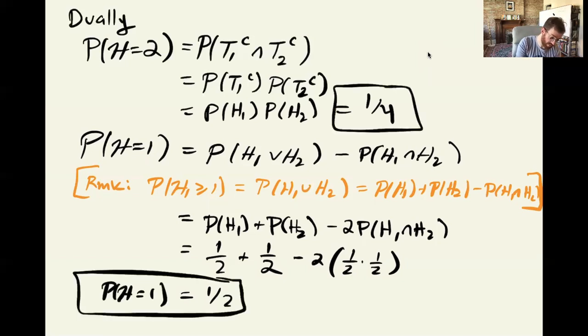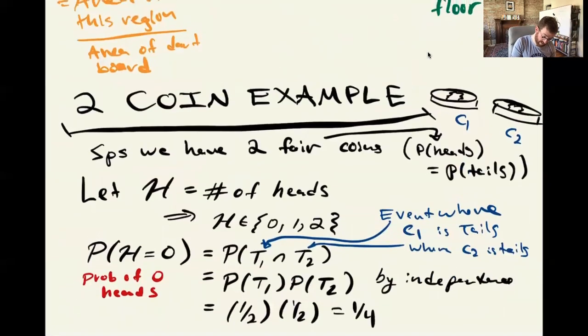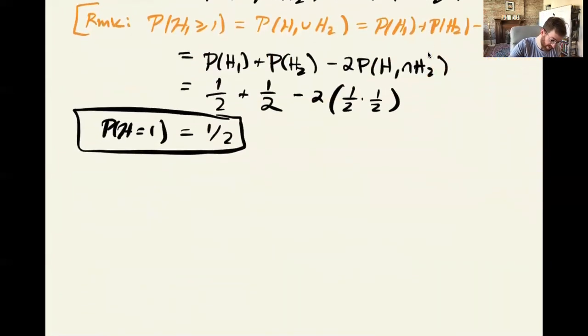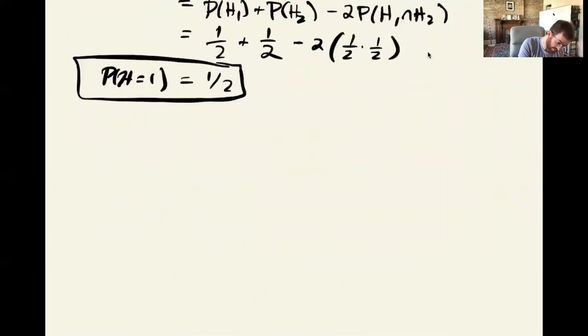And here we had a fourth for H equals 2, and back here we had a fourth for H equals 0. So what's another way we could have done this? And this is going to connect back with the perspective I was trying to give of a random variable as being a function on this outcome space, omega. So here's an alternative way of thinking about it.